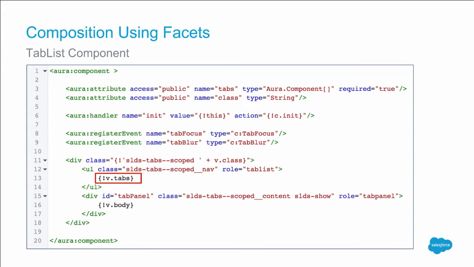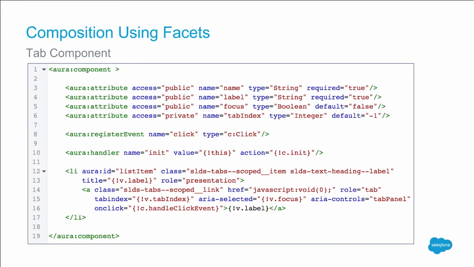Now, I also want to mention another facet that you get for free with every Lightning component, and that's the body. You don't need to declare this as an attribute. You always get it. And the body basically indicates where, when you define a component, say like the tab list, anything that's contained within the definition of that component that's not being mapped to one of the facets declared as attributes will end up where that body variable is referenced. And I'll show you that in a moment.